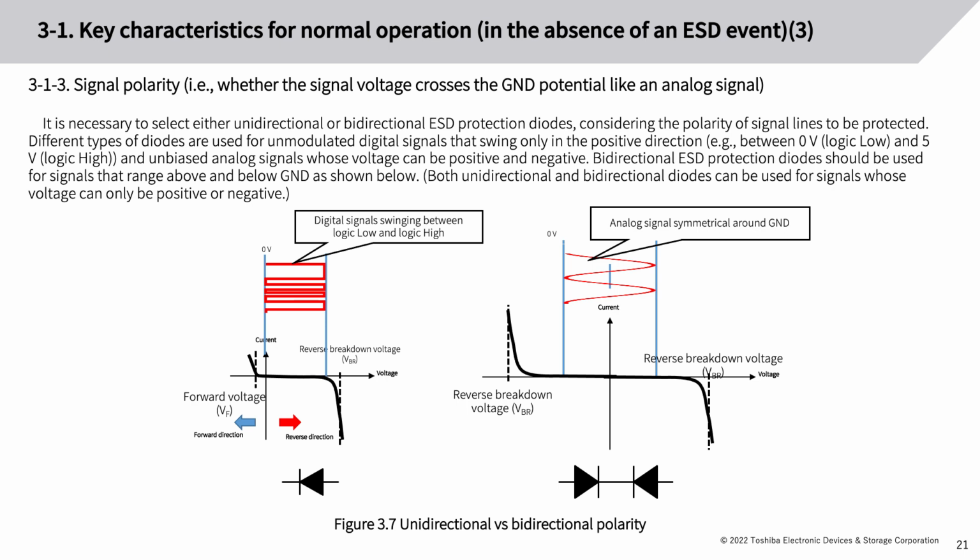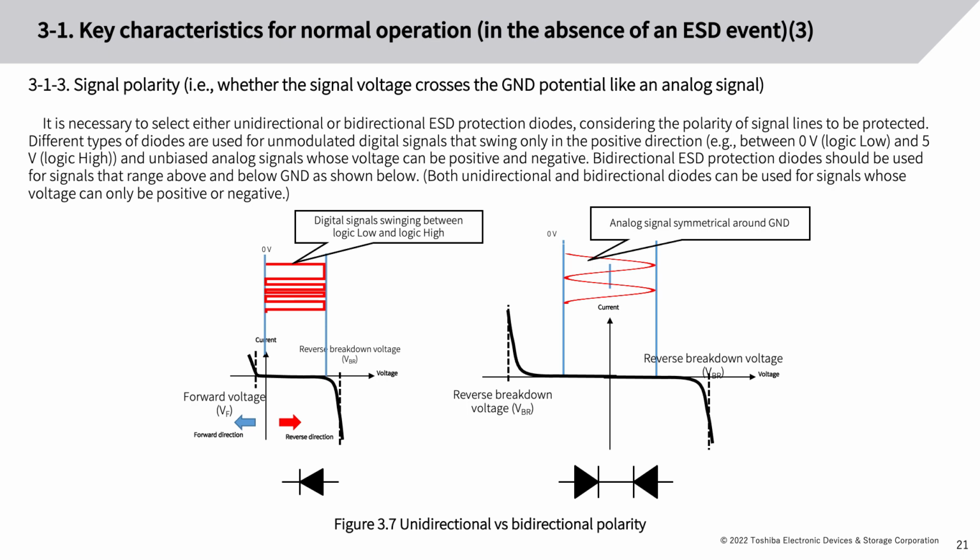Key characteristics for normal operation, in the absence of an ESD event. 3. Signal polarity, i.e., whether the signal voltage crosses the ground potential like an analog signal. It is necessary to select either unidirectional or bidirectional ESD protection diodes, considering the polarity of signal lines to be protected. Different types of diodes are used for unmodulated digital signals that swing only in the positive direction, e.g., between 0 volts, logic low, and 5 volts, logic high, and unbiased analog signals whose voltage can be positive and negative.